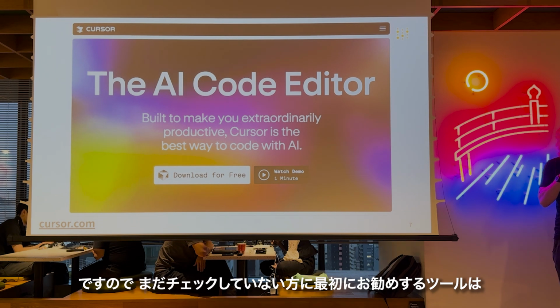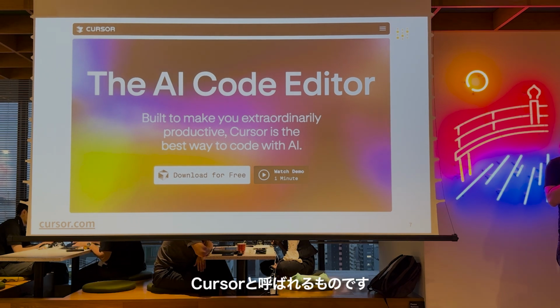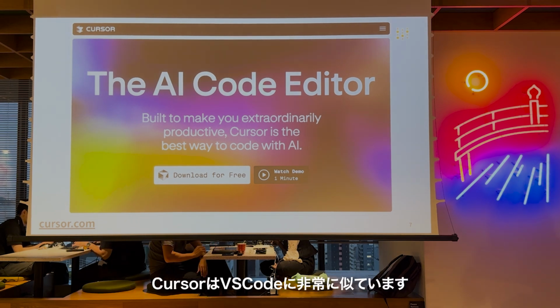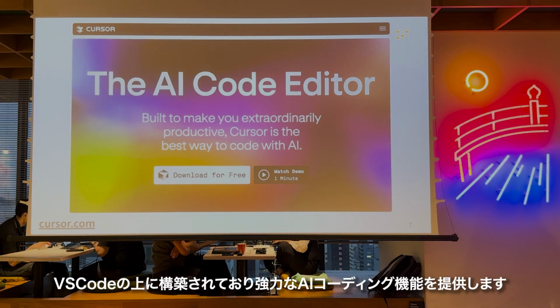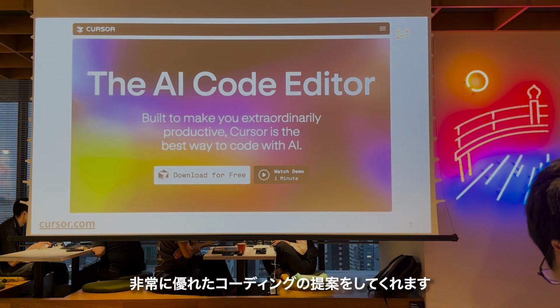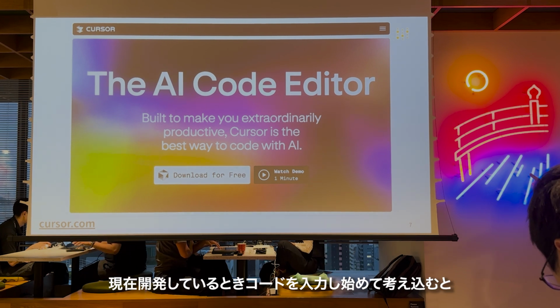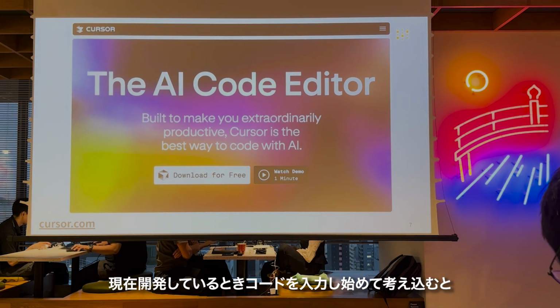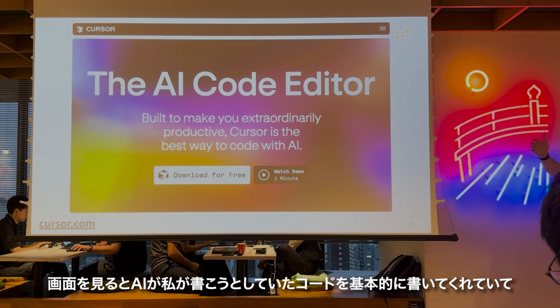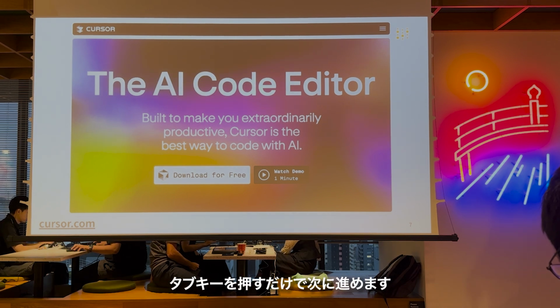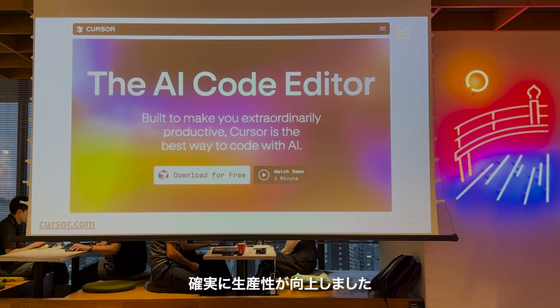The first tool I would suggest folks check out if you haven't is called Cursor. Cursor is very similar to VS Code. It's built on top of VS Code, but it provides supercharged AI coding functionality. It can give you really good coding suggestions. Often, as I'm developing, I'm typing some code, I start to think, and then I look at my screen, and the AI has basically written the code I would have written, and I can just hit tab and move on. So it's definitely increased productivity.